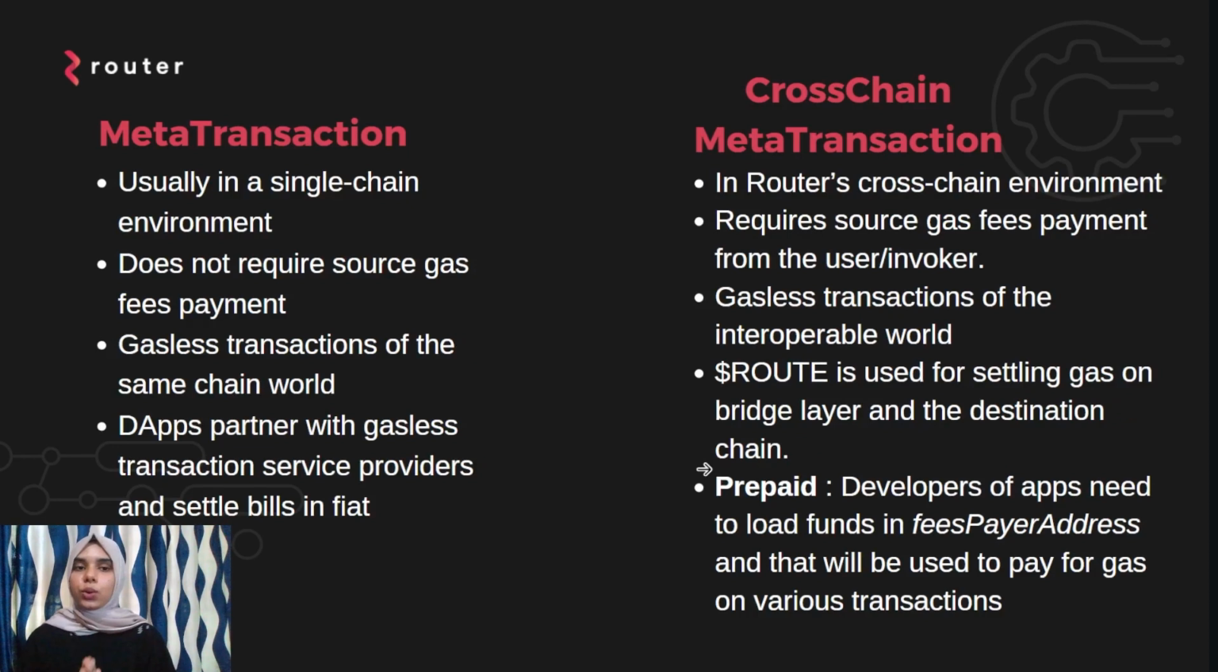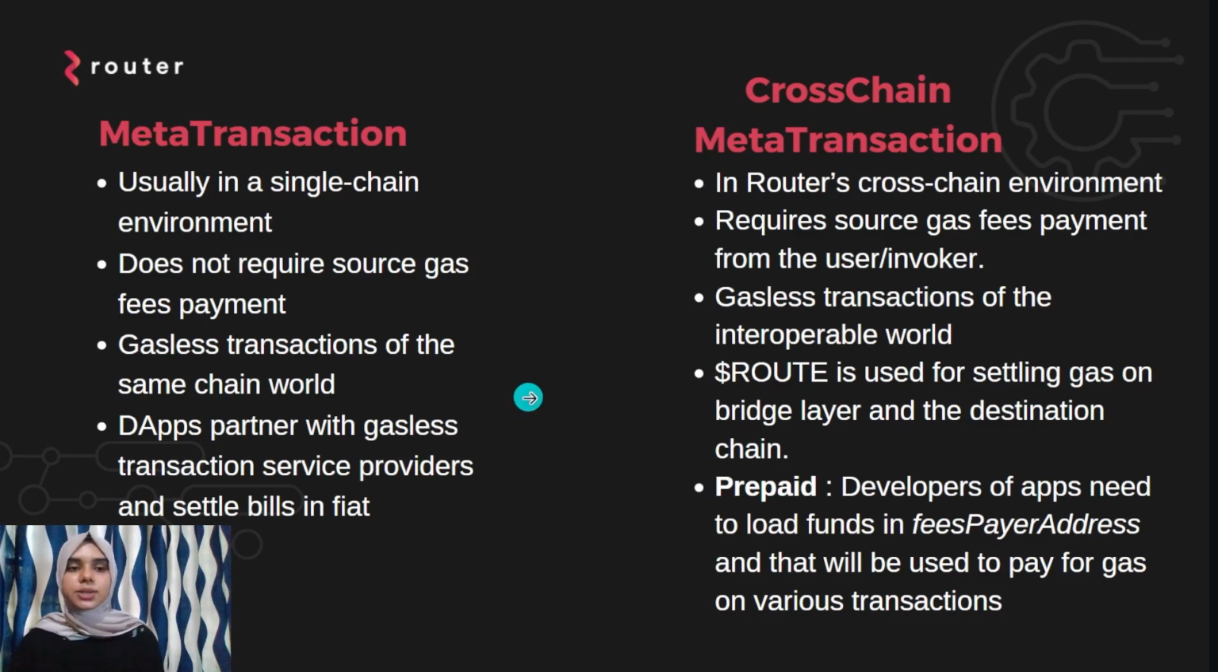Meta-transactions usually occur in a single-chain environment, while cross-chain meta-transactions occur in Router's cross-chain environment. Meta-transactions do not require source gas fee payment, while cross-chain meta-transactions require source gas fee payment from the user. Meta-transactions pave the way for gasless transactions in the same chain world, while cross-chain meta-transactions allow gasless transactions in an interoperable world.